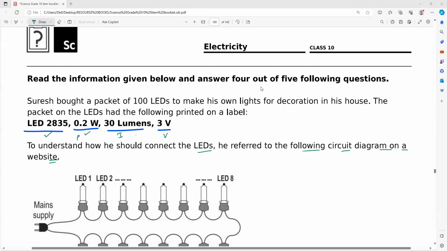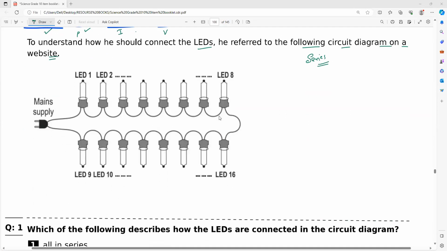LEDs, you can see LED sets in our daily life. LED set will be in series connection or parallel connection. LEDs are low power, so always they have to be connected in what connection? Series connection. You cannot make every LED an individual switch, individual connection. So now, if you see here, this is the main supply, LED 1, LED 2, and so on, LED 8. After that, LED 9 to LED 16. So finally he referred to this circuit.